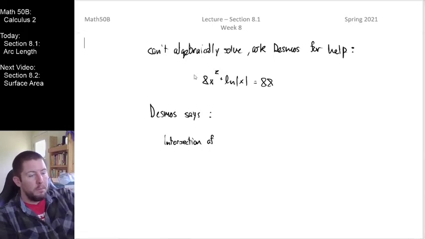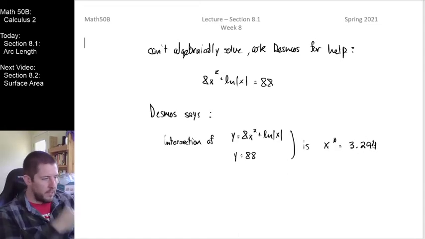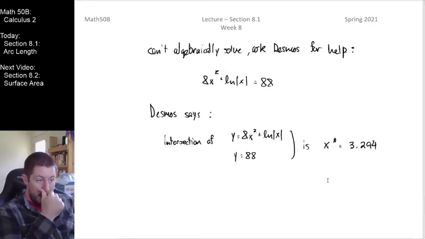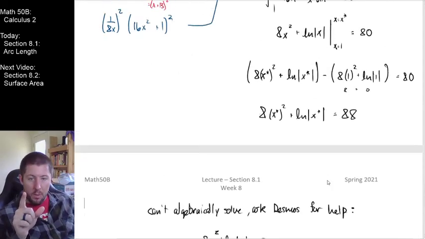Just trying to be clear about what I did right here. y equals 8x squared plus natural log of x, and y equals 88 gives x star, what we called x star, equal to 3.294, right? Wasn't that the number we just got? Yes. Okay, so we've got our x location right here. I just want to point out real quickly, we're not quite done.